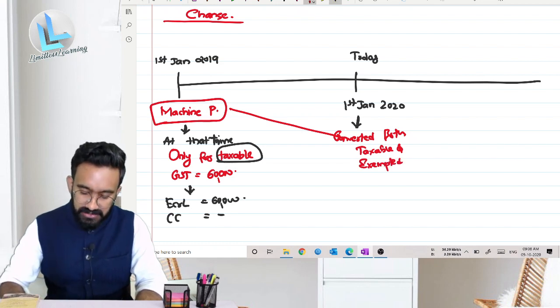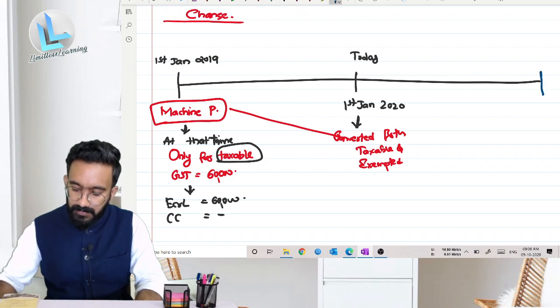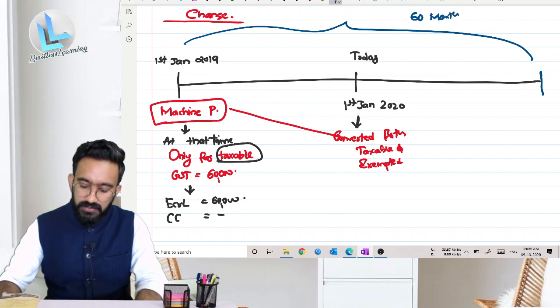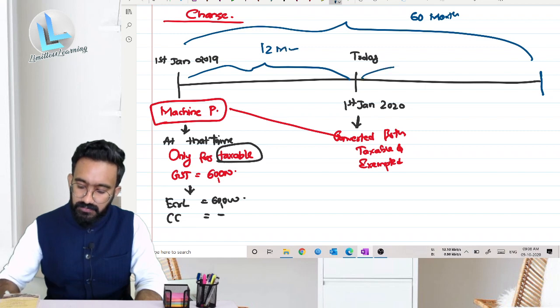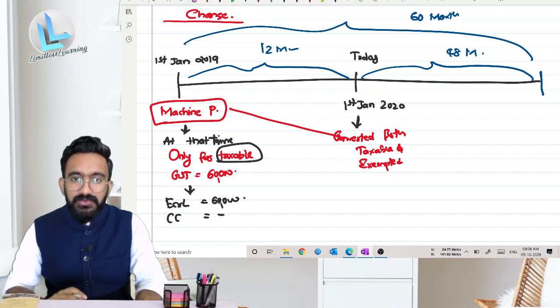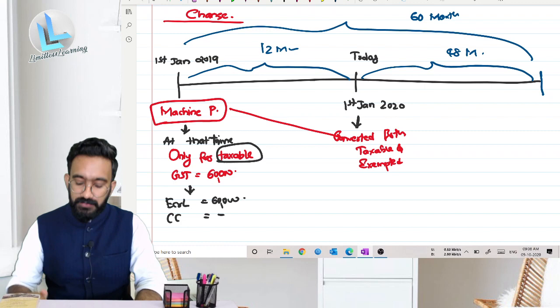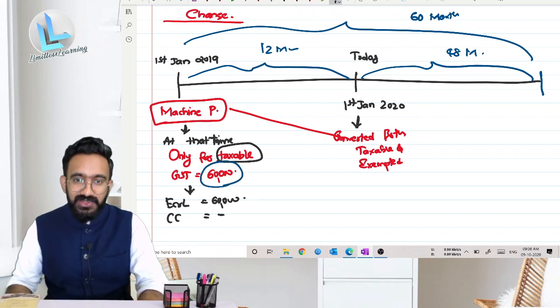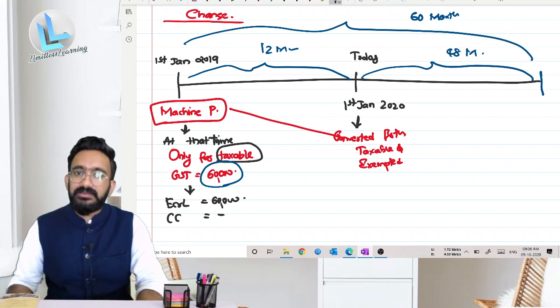In such cases, now onwards, what is the total lifetime of this machine? It is 60 months. This is how much period? 12 months. This is how much period? 48 months. So ideally, for the next 48 months, are you eligible for full credit? No. But you've already taken full credit here. It's been utilized also. So effectively, logically, you're not eligible for full credit there.